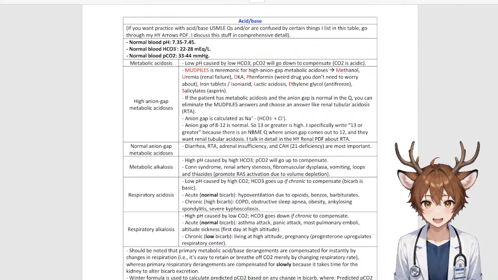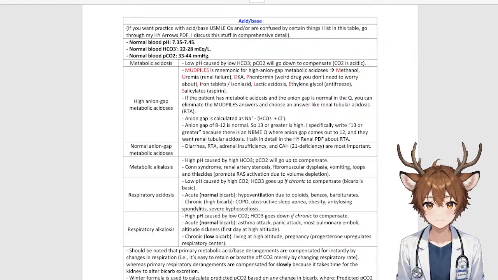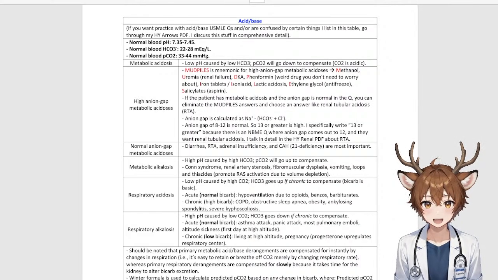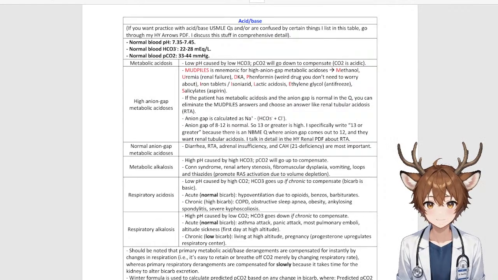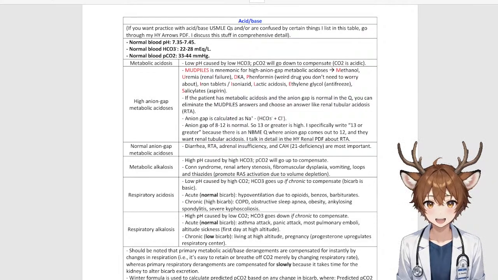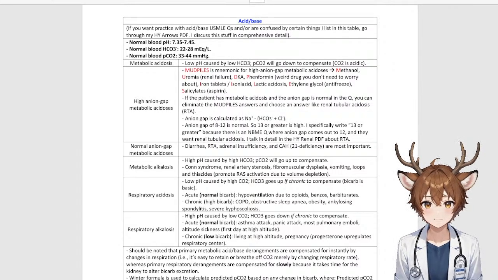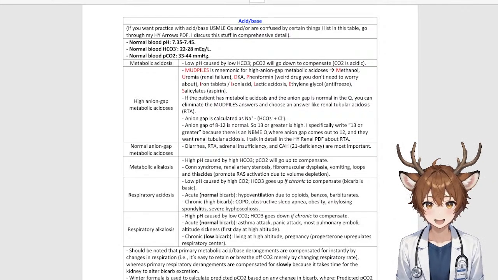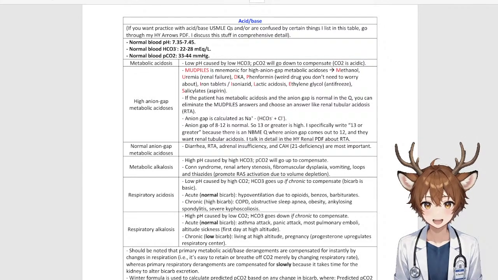What about acid and base? If you want to practice with acid/base USMLE questions and/or are confused by certain things I list in this table, go through my high yield arrow PDF. I discuss this stuff in comprehensive detail. Normal blood pH is 7.35 to 7.45. Normal blood bicarb is 22 to 28 milliequivalents per liter. Normal PCO2 would be 33 to 34.